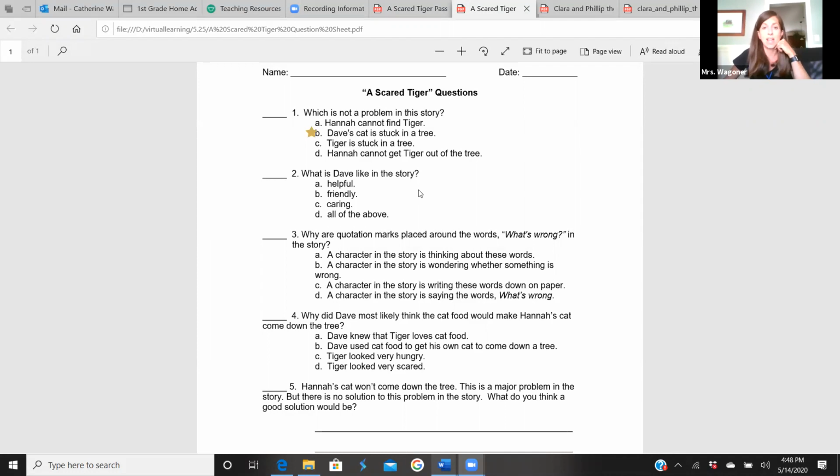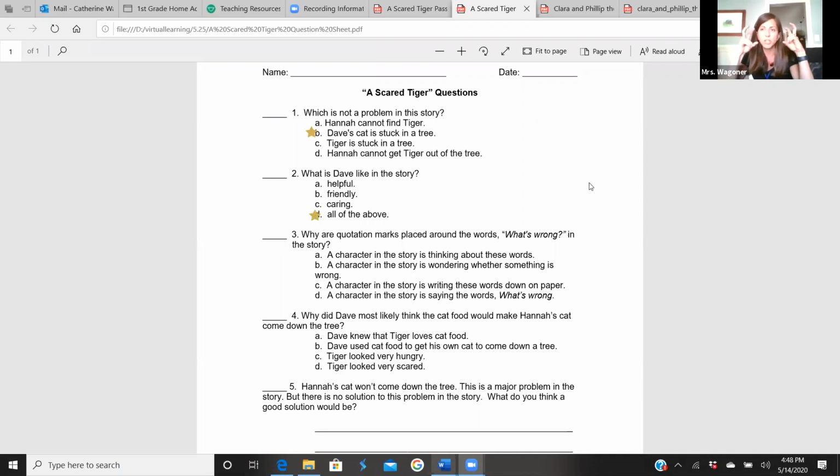What is Dave like in the story? Helpful, friendly, caring, or all of the above? Well, Dave is helpful. He wants to help Hannah. He's friendly. He's acting like a good friend. And he does seem to be caring a lot, so he's caring. So the best answer is going to be all of the above, D.